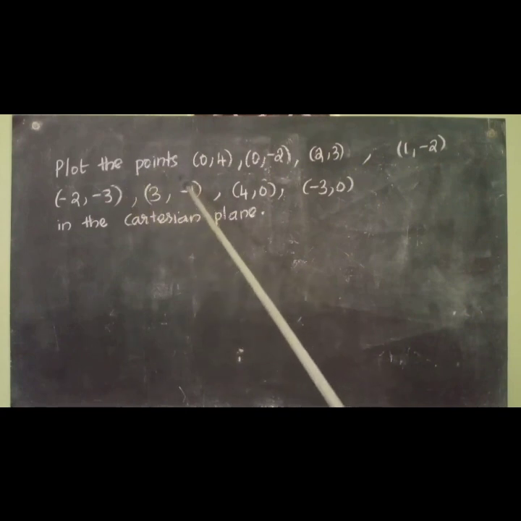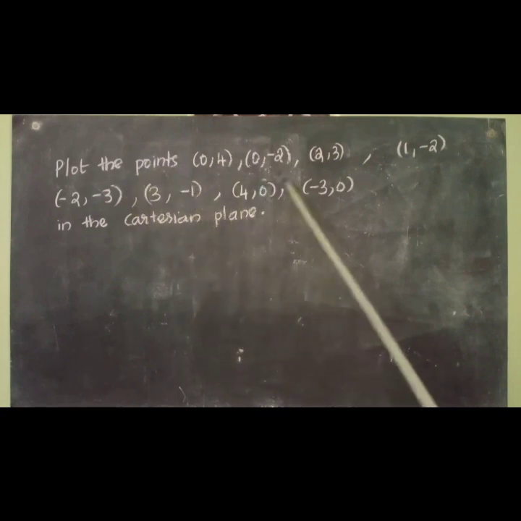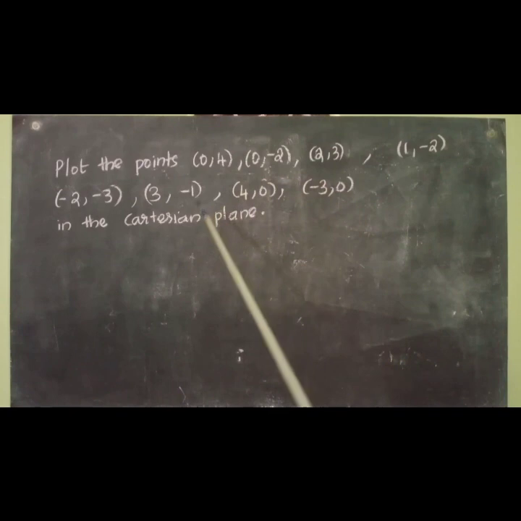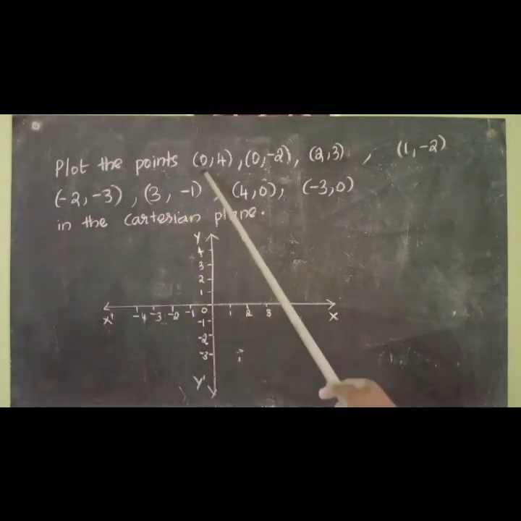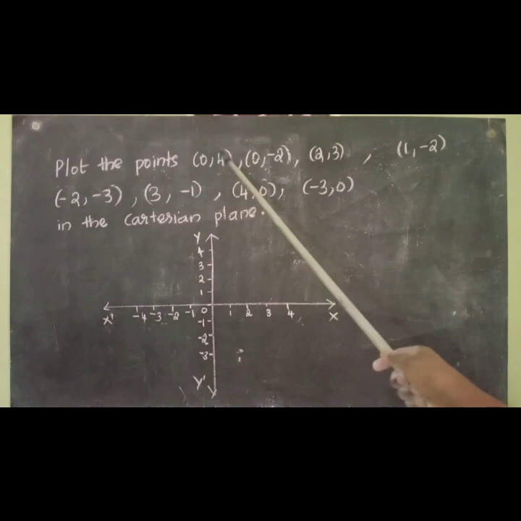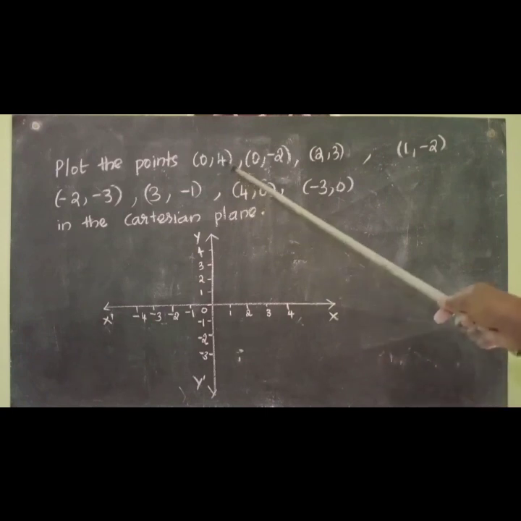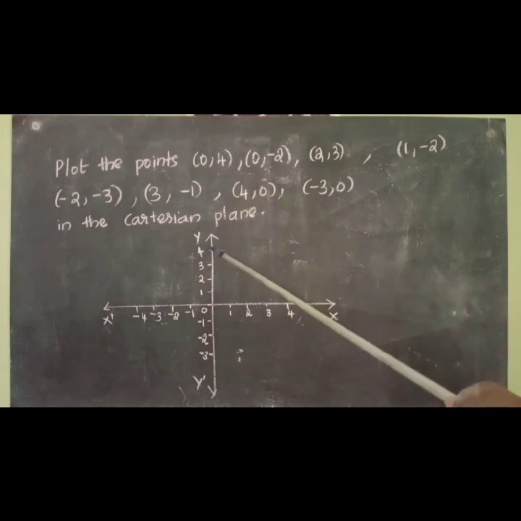Next question: plot the points (0, 4), (0, -2), (2, 3), (1, -2), (-2, -3), (3, -1), (4, 0), (-3, 0) in the Cartesian plane. You know how to plot the points in the Cartesian plane. So, let us draw the Cartesian plane. First point (0, 4): x coordinate 0, y coordinate 4, so it is on the y-axis. This is the point (0, 4).